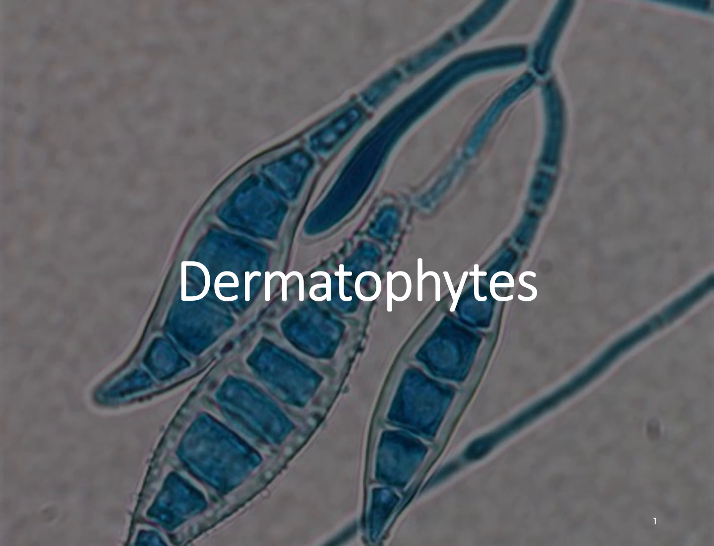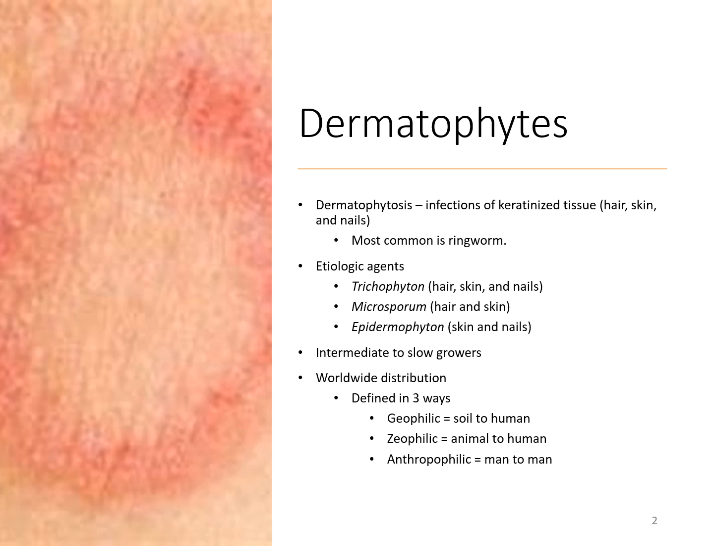This lecture will cover the dermatophytes. The genera of dermatophytes that we will discuss are Trichophyton, Microsporum, and Epidermophyton. They all cause dermatophytosis, which is an infection of the keratinized tissue, which includes the hair, the skin, and the nails. You may be familiar with ringworm.